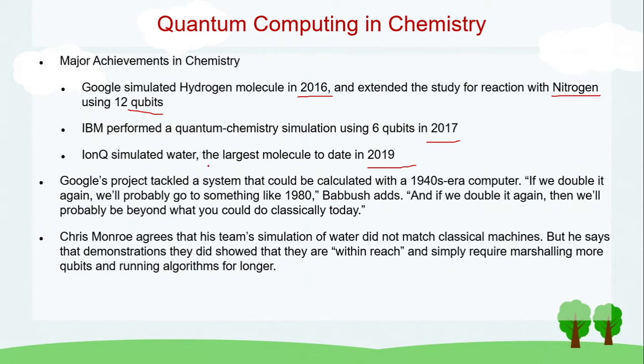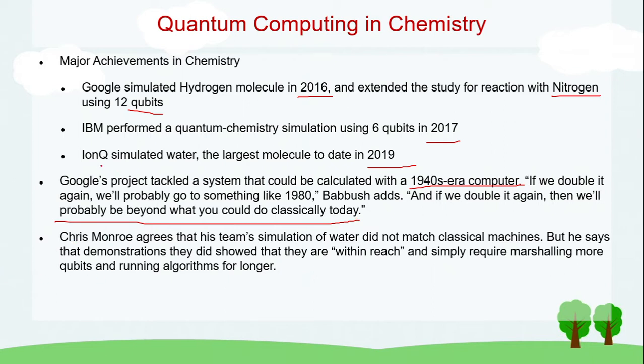So, but what is required is you need a very complex molecule to be simulated, right? And if you compare what we have done with the help of quantum computer with a classical computer, we are still in a very old age. For example, Google's project tackled a system that could be calculated with a 1940s era computer. And if we double it, we'll probably go to something like 1980. That's what Babu said. But if you double it again, then probably it will be beyond what you could do in a classical computer. And the further you double it, you will do magic, you'll do wonders, right? So that is the current status.